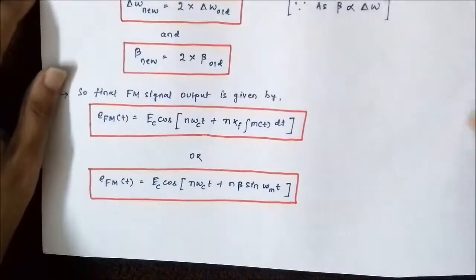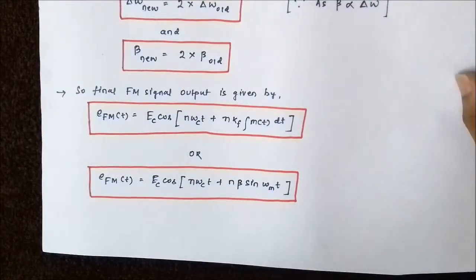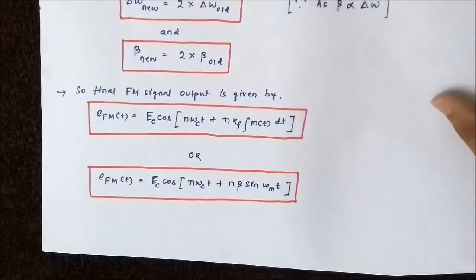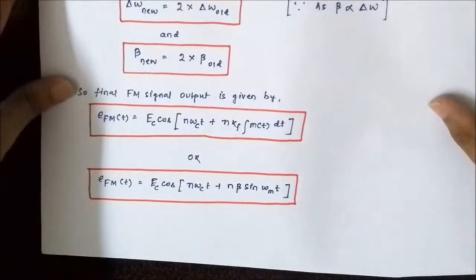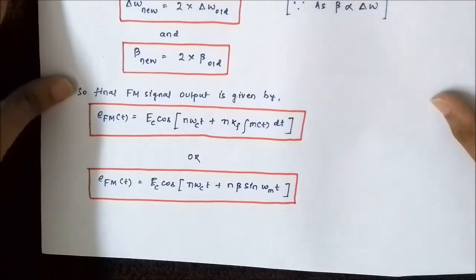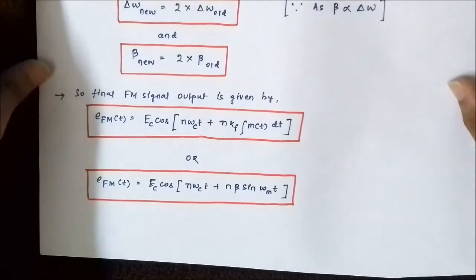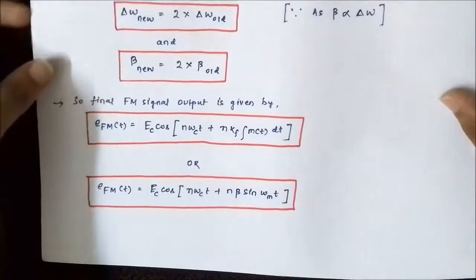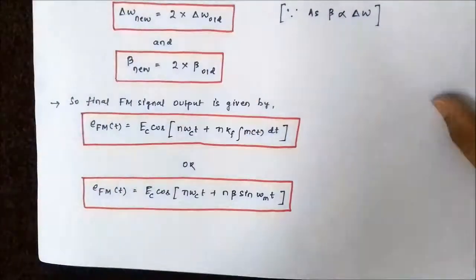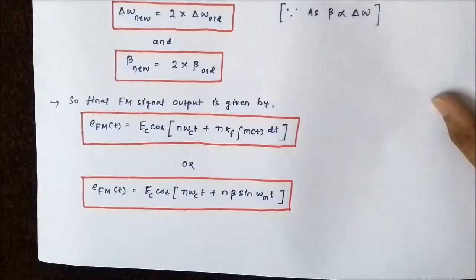So in this way, by using the Armstrong method, we generate a wideband frequency modulated signal with a high value of modulation index, frequency deviation and high carrier frequency, and also the number of sidebands in such a frequency modulated signal waveform is high. In my next video I will be discussing the parameter variation method of generation of a frequency modulated signal.